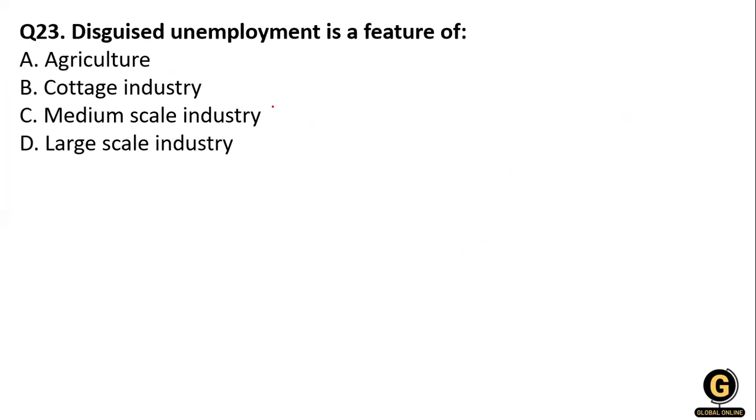Next, disguised unemployment is a feature of: option 1, agriculture; option 2, cottage industry; option C, medium scale industry; option D, large scale industry. So disguised unemployment is a feature of agriculture. Disguised unemployment exists when part of the labor force is either left without work or working in a manner such that productivity is zero.